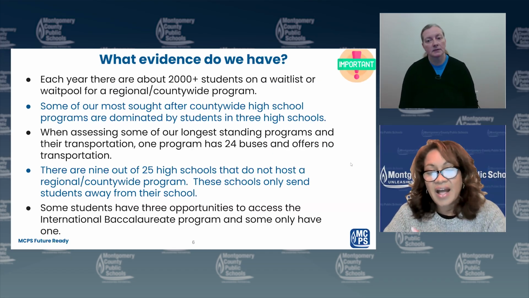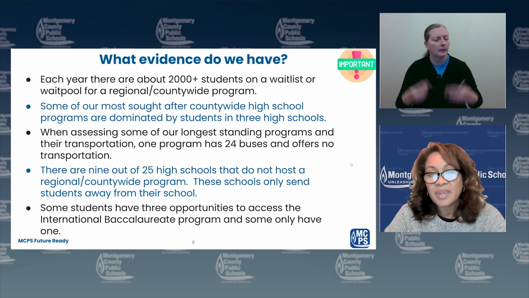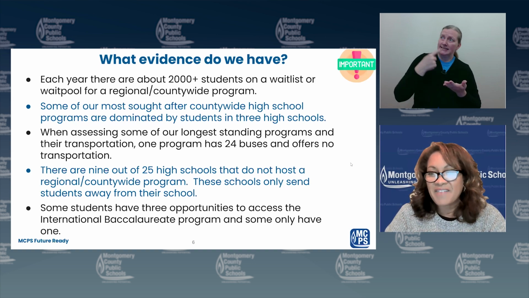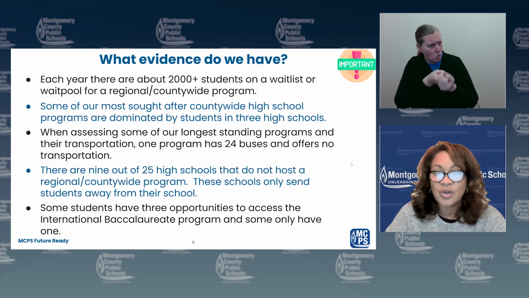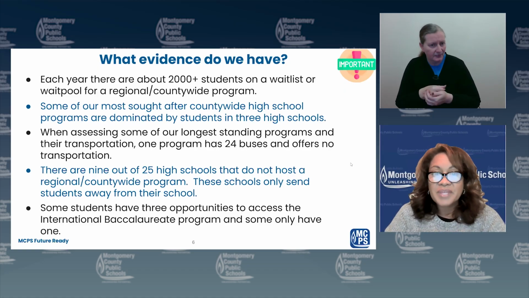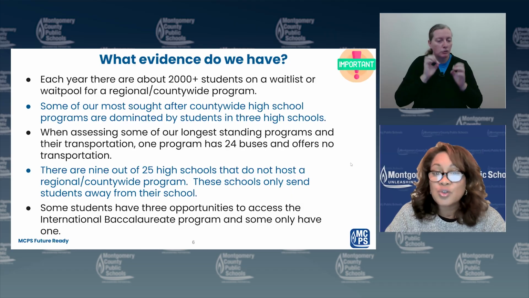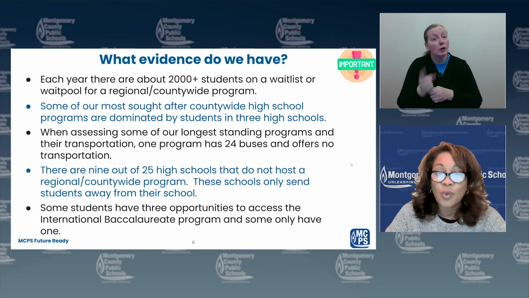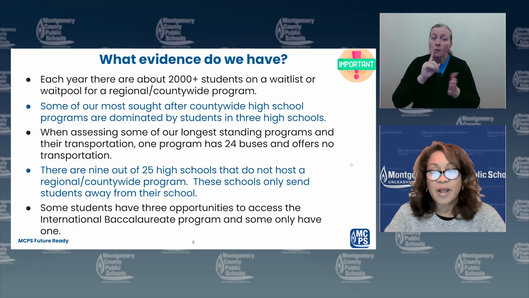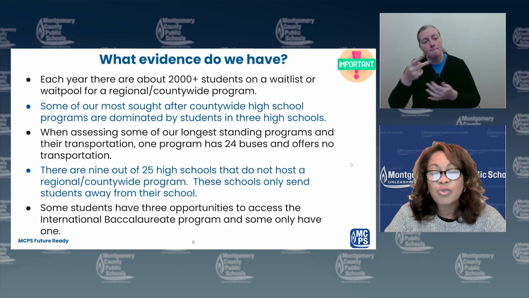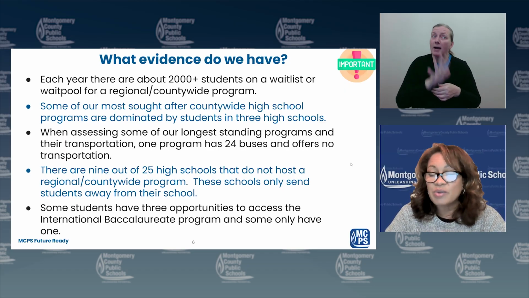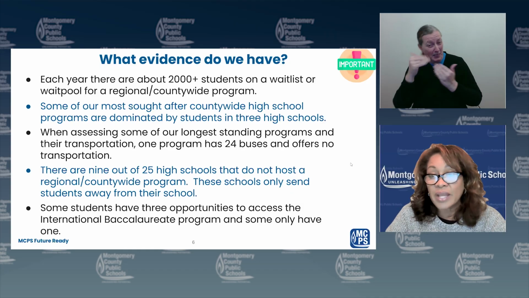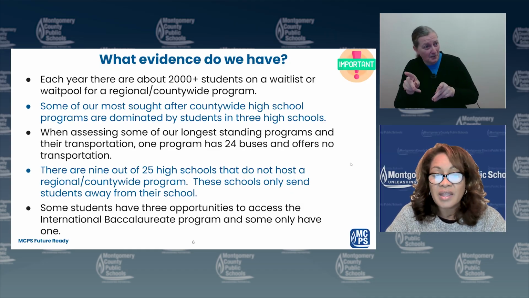So what evidence do we have to support this work? Here are a few pieces of evidence that we have shared with our Board of Education, and we also want to share with you. Some examples: each year, there are about 2,000 students on our wait list or wait pool for a regional countywide program. Annually, we have over 3,000 students that apply, but due to limited seats, we generally have this many students waiting on a wait list or a wait pool.